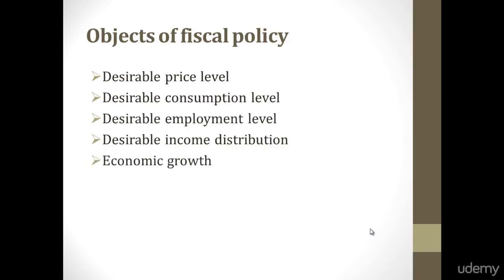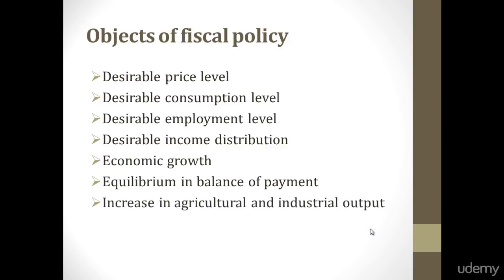Economic growth. In underdeveloped countries, deficiency of capital is the main reason for underdevelopment. Large amounts are required for industry and economic development, so fiscal policy can divert resources and increase capital. Equilibrium in balance of payments. Most countries are facing the problem of deficit in balance of payments. Therefore, in such countries, one of the objects of fiscal policy is to keep equilibrium in the balance of payments.